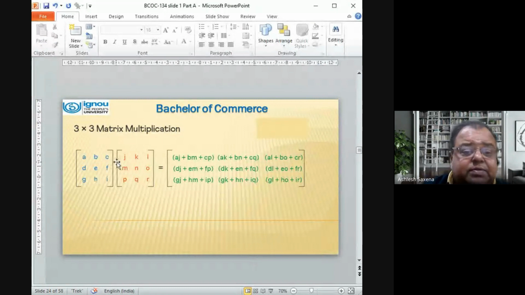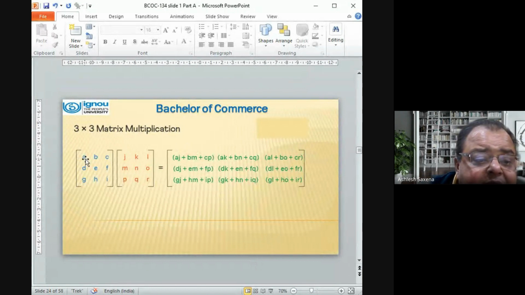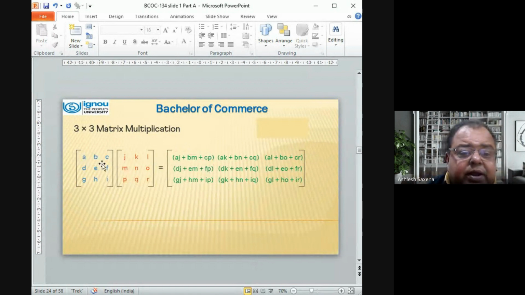What I said, left to right, top to bottom. Now you can see, just see this element. Left to right, multiplied by 4. That means AJ plus BM plus CP. Here it is. Always move like this. This with this, then this with this, then this with this. This will be this line.